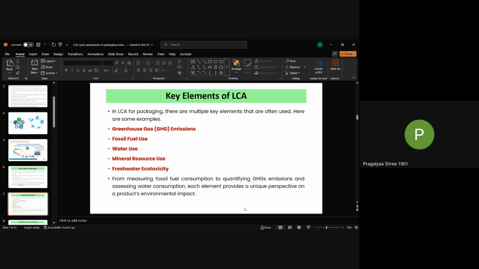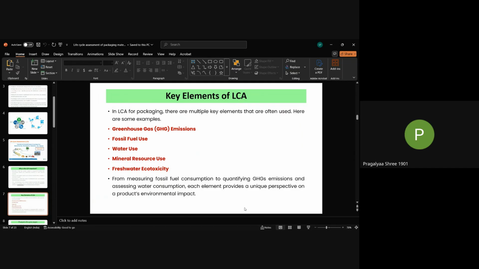Before you go for the life cycle assessment of any packaging material, you should know the key elements of life cycle assessment. In LCA for packaging, there are multiple key elements that are often used. Some of them are greenhouse gas emissions. You know very well that greenhouse gases are a major threat to our environment. Ozone depletion and the increase in global temperature lead to melting of ice, and the water level will increase. All these things.